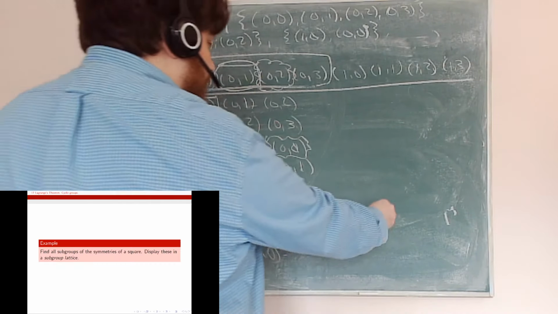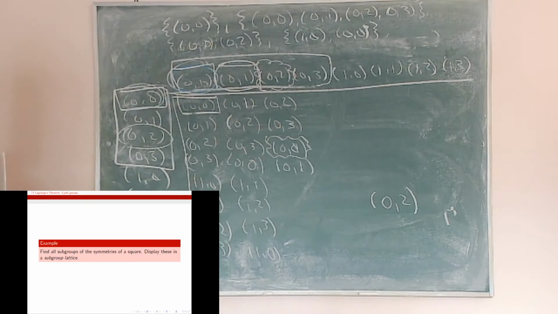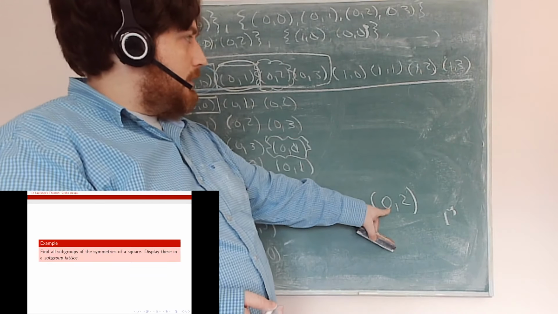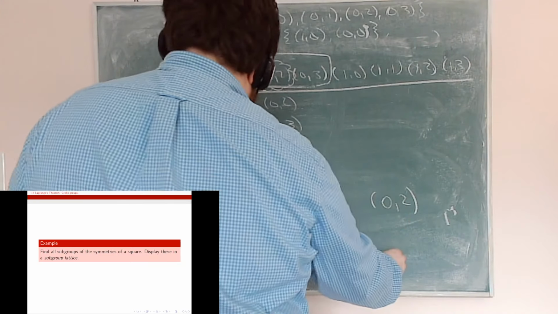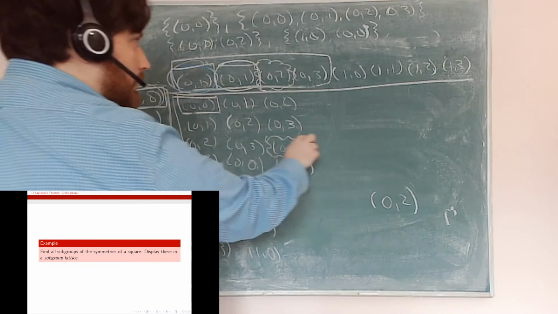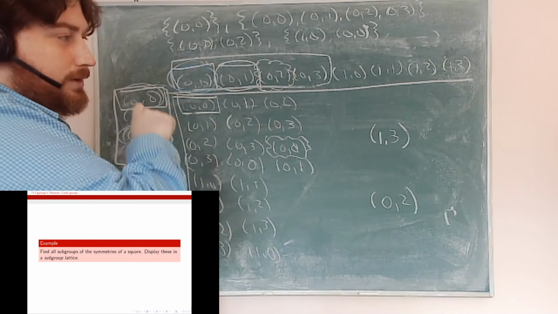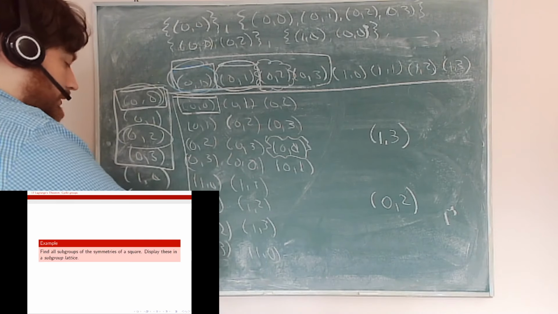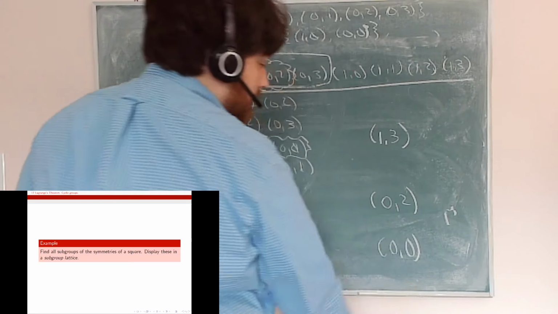Well, (1,1) plus (1,1) is (0,2). So I would say (1,1) plus (1,1) is (0,2), plus (1,1) again is (1,3). So (0,2) plus (1,1) is (1,3). And then if I add (1,1) again, I get (0,0). So (1,3) plus (1,1) is (0,0).